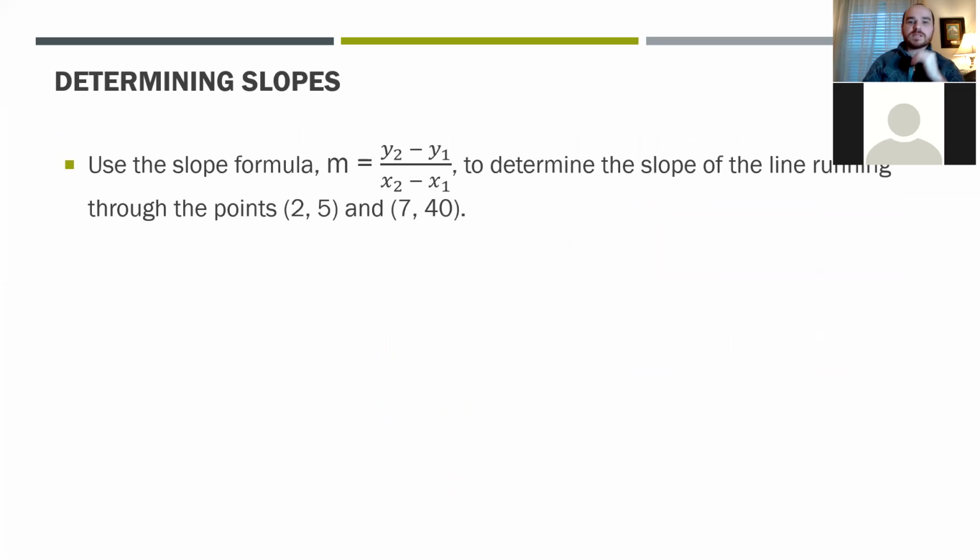All right, so using the slope formula, I gave it to you here again, but it is m equals y2 minus y1 over x2 minus x1. If you don't have this written down somewhere, you're definitely going to want it before the quiz tomorrow, so I would strongly recommend putting it somewhere you can remember it and have it for tomorrow, because you are going to have to use this. So we're going to use the slope formula, m equals y2 minus y1 over x2 minus x1, to determine the slope of the line that goes through the points (2, 5) and (7, 40). So first of all, what's the first thing I need to do to use this formula? Does anybody remember?